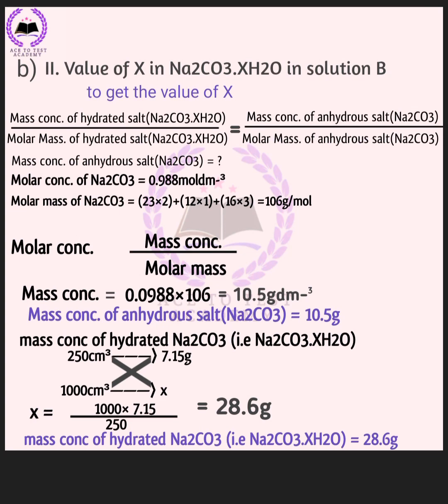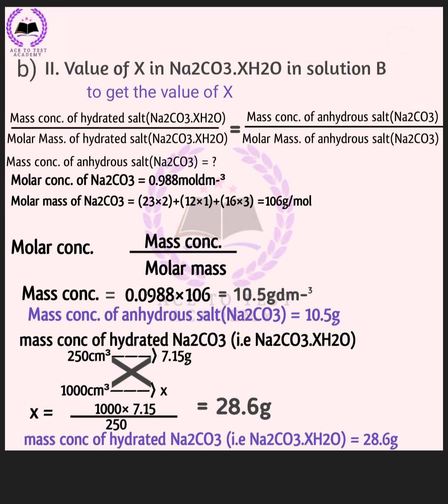So now, the mass conc of the hydrated salt, the one containing water, over the molar mass of the hydrated salt, is equal to the mass conc of the anhydrous salt over the molar mass of the anhydrous salt. Now we are not given the mass conc of the anhydrous salt, but we are given the molar conc. We've calculated it.